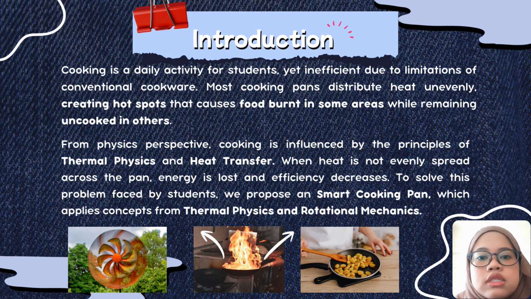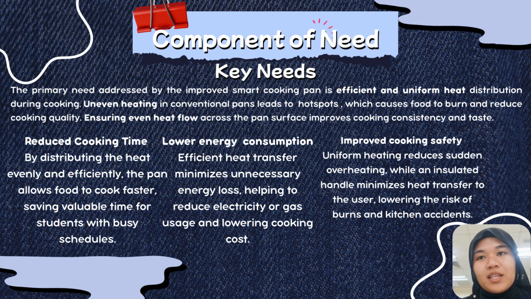Students often cook in hostels or rented accommodation, relying on ordinary pans. These pans heat unevenly, creating hot spots that burn some parts of the food while leaving others undercooked. From a physics perspective, cooking is influenced by the principles of thermal physics and heat transfer. When heat is not evenly spread across the pan, heat is lost to the surroundings and efficiency decreases. To solve this problem faced by students, we propose an improved smart cooking pan which applies concepts from thermal physics and rotational mechanics.